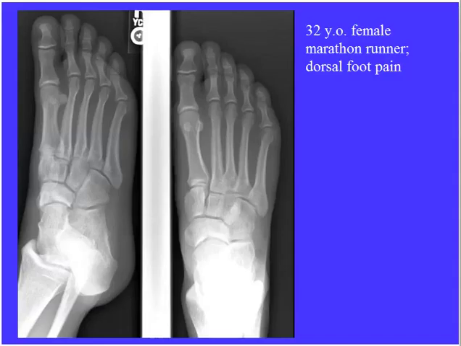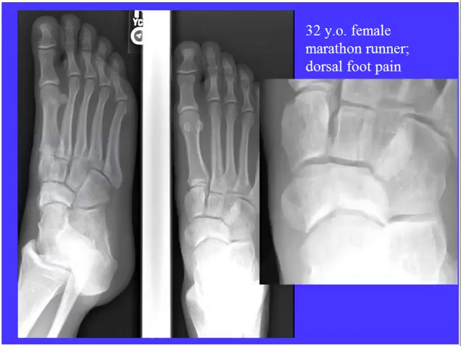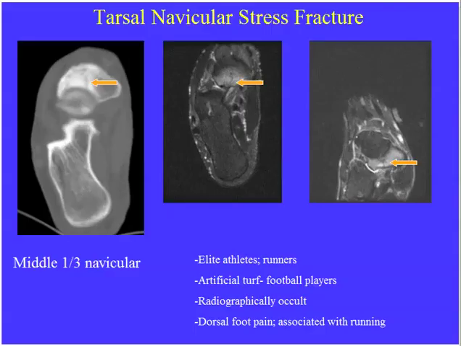This is a 32-year-old marathon runner who came in with dorsal foot pain. This is another injury that's commonly missed. When we do the mag view here, we can see an area of linear sigmoid abnormality extending across the short axis of the tarsonavicular, and this represents a stress fracture of the tarsonavicular. These are best imaged on either CT or MR, and here we see the tarsonavicular with a low signal area of abnormality running across the short axis.